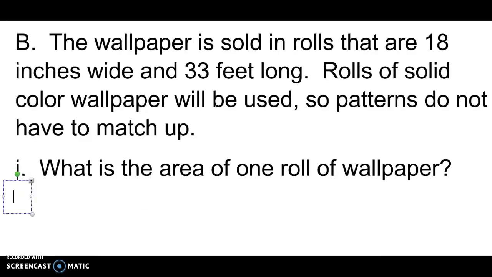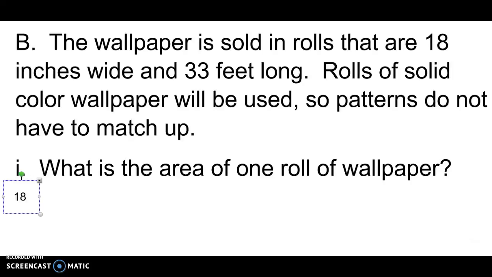The wallpaper is sold in rolls that are 18 inches wide and 33 feet long. Rolls of solid color wallpaper will be used, so patterns do not have to match up. What is the area of one roll of wallpaper? So we already can see that it's talking about inches and feet, and those are both different types of units. So we need to figure out how to convert inches to feet.